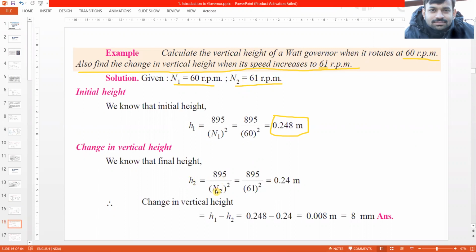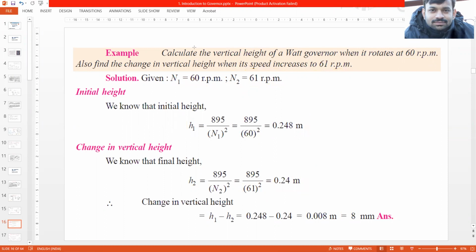So we can directly use this equation, h is equal to 895 divided by n square. So h2 comes out to be 0.24 meter. This is h2. And what was the previous height? Previous height h1 corresponding to 60 rpm was 0.248 meter. And corresponding to 61 rpm, the height is 0.24 meter. So what is the difference? It will be h1 minus h2, and it comes out to be 0.008 meters or 8 millimeters. Okay, so very simple question.